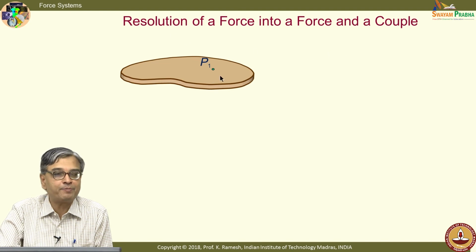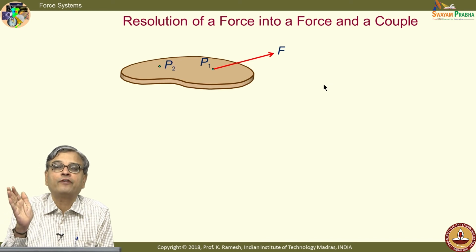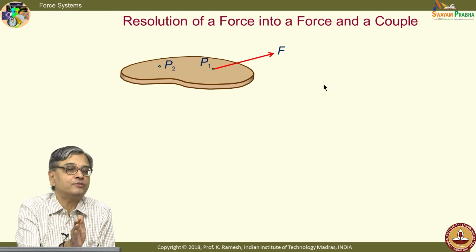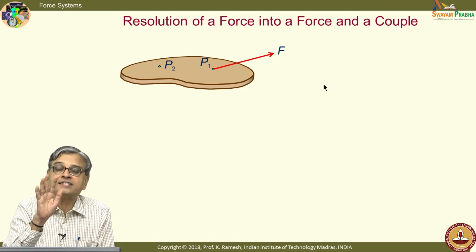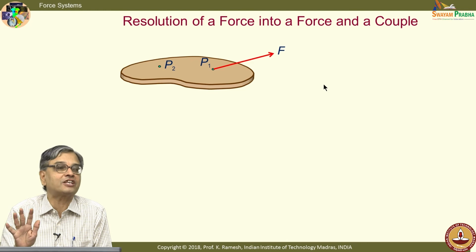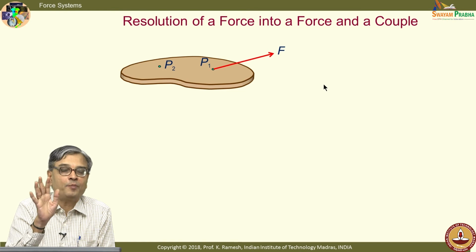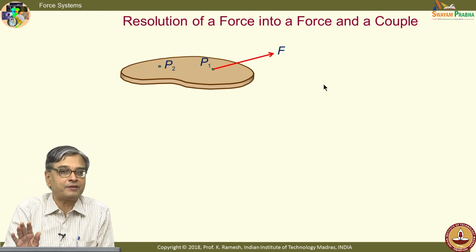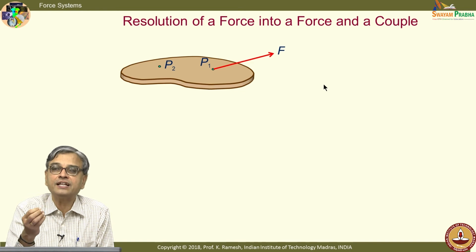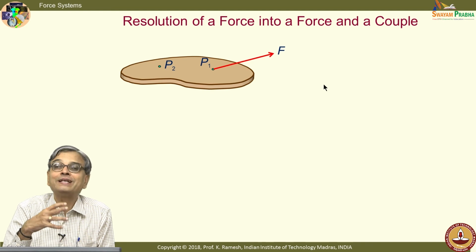So, let me take point P1. Let me have a force F acting on point P1. Now, my interest is, I want to move the force from point P1 to point P2 while maintaining the same external effect as the original force F. I do not want to make any modifications on that. I cannot simply take the force and put it at point P2. My problem is, I have a force acting at point P1. Now, I would like to see, if I have to translate this force to point P2, what would be the effect?